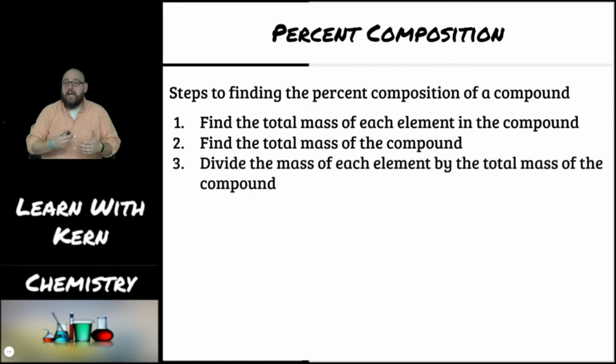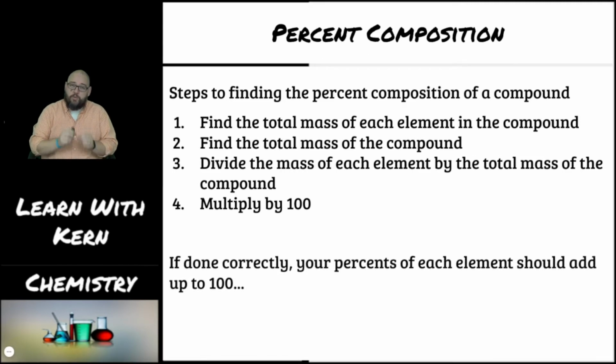And then you're going to divide each mass by the total mass of the compound and multiply by 100 because it's a percentage. And a percentage is exactly what it sounds like, part of 100. So you're going to take the part and divide by the whole, and you get a fraction, and then you multiply that by 100 to get your percentage. So if you do it correctly, your total percent should be 100%.